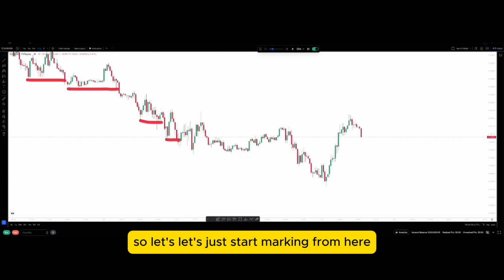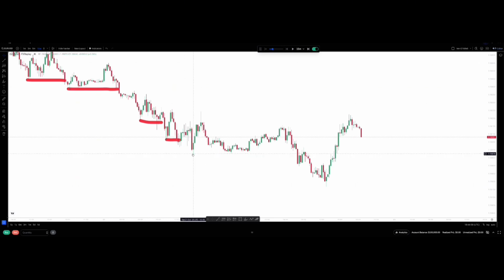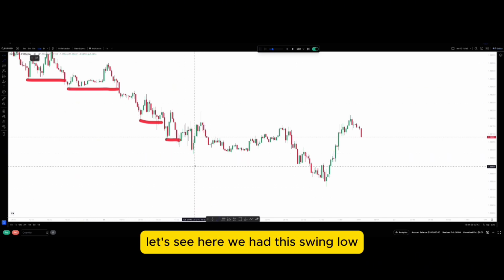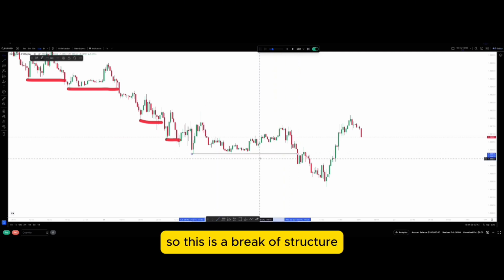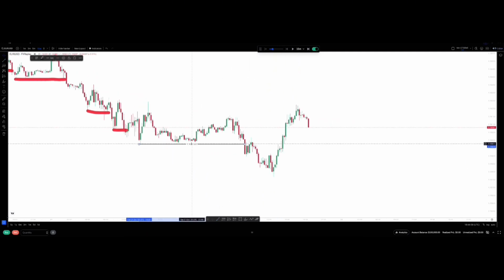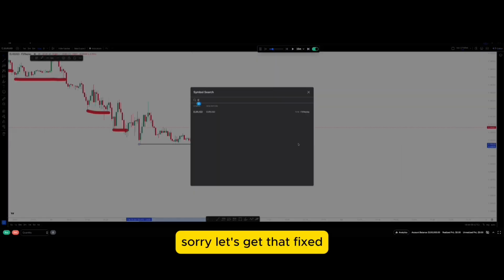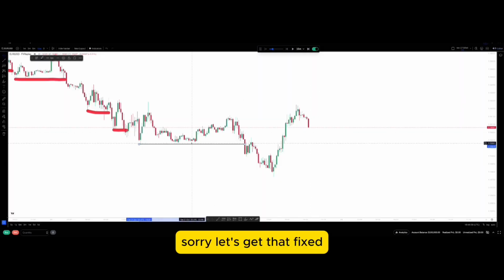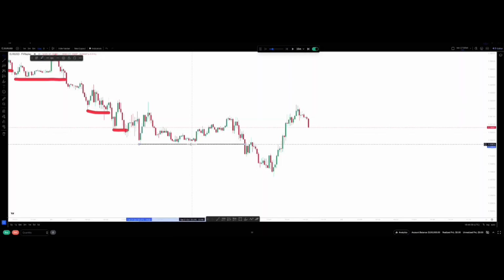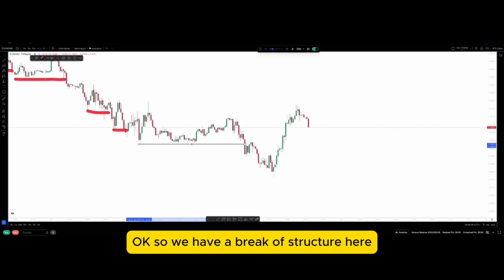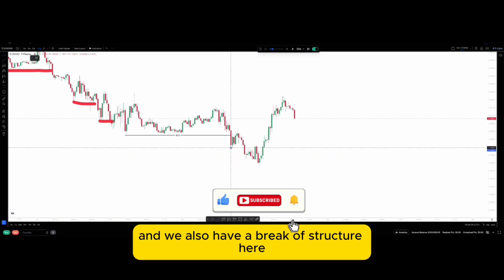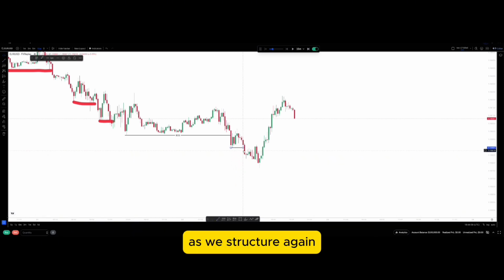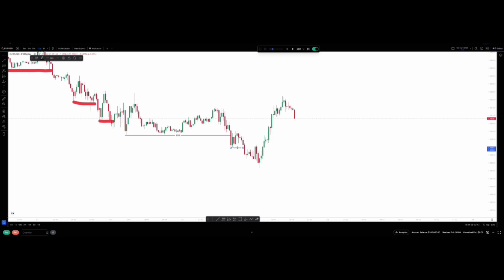So let's just start marking from here. Let's see, here we had this swing low. The price broke below this swing low, so this is a break of structure. Okay, so we have a break of structure here, and we also have a break of structure here. Let's restructure again.